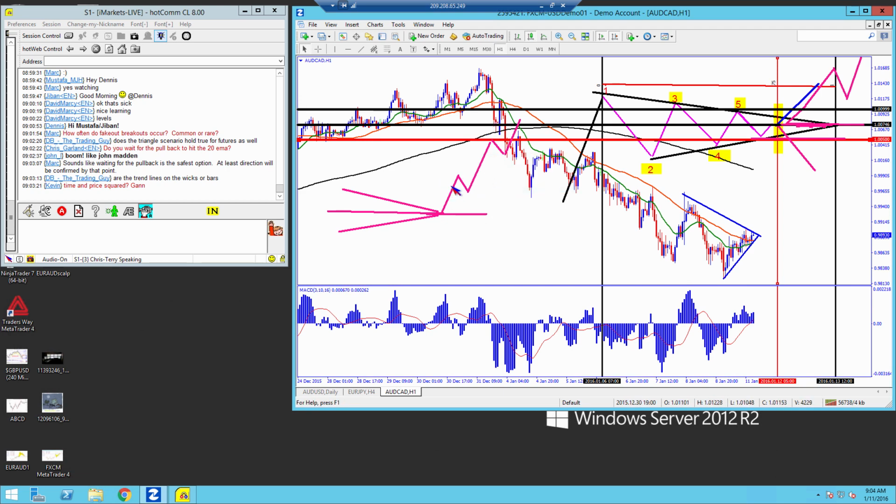What will happen a lot of the times, guys, is you get a breakout and it'll run. There's no looking back. So a lot of times they'll just run, and what you're going to get, and make sure you take note of this, is a shallow retracement.